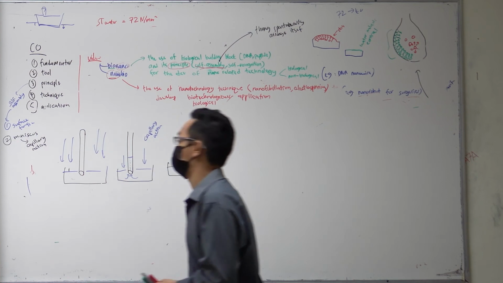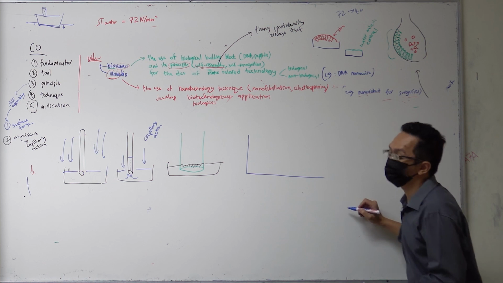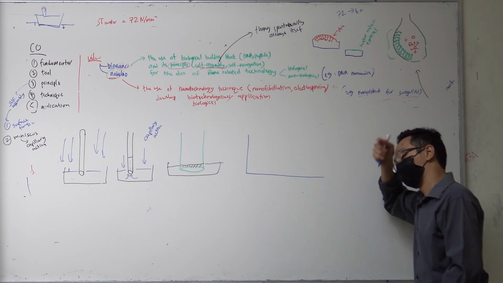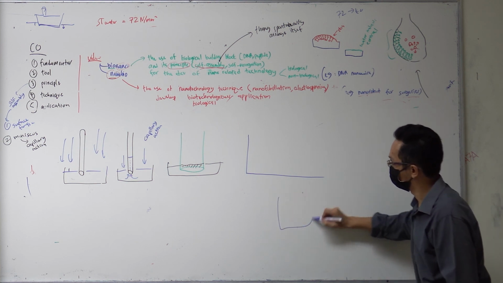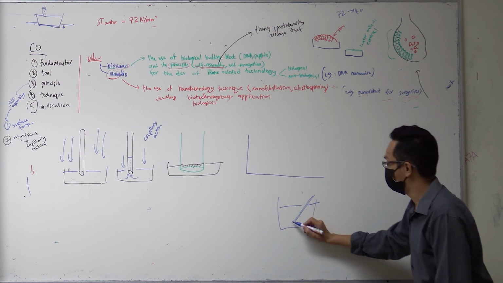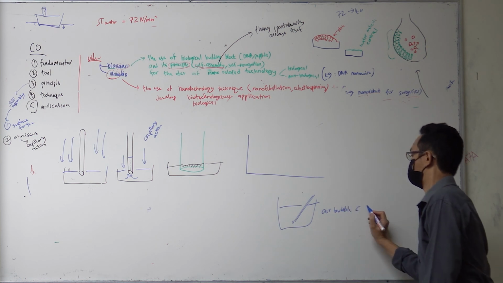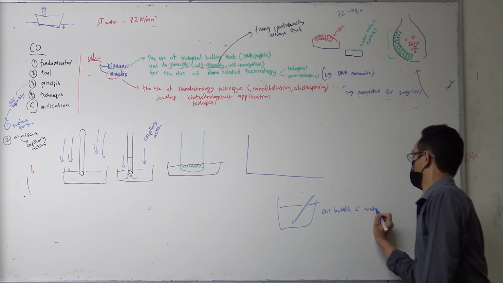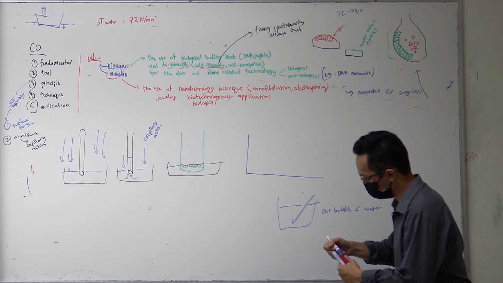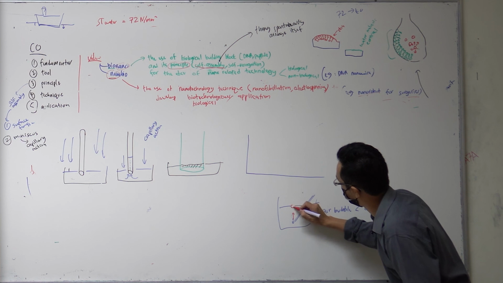Why that happened is because, if you look just now, I injected the air inside here. This is the bubble. The air is inside. So the air bubble is less dense than the liquid water. Because it's less dense, it will go up. Eventually it will go up and reach the surface.